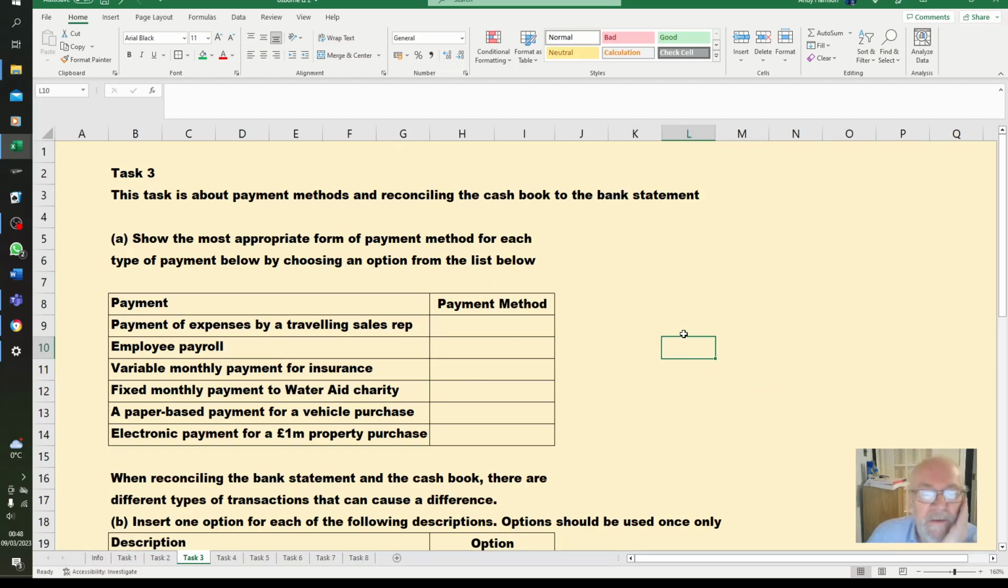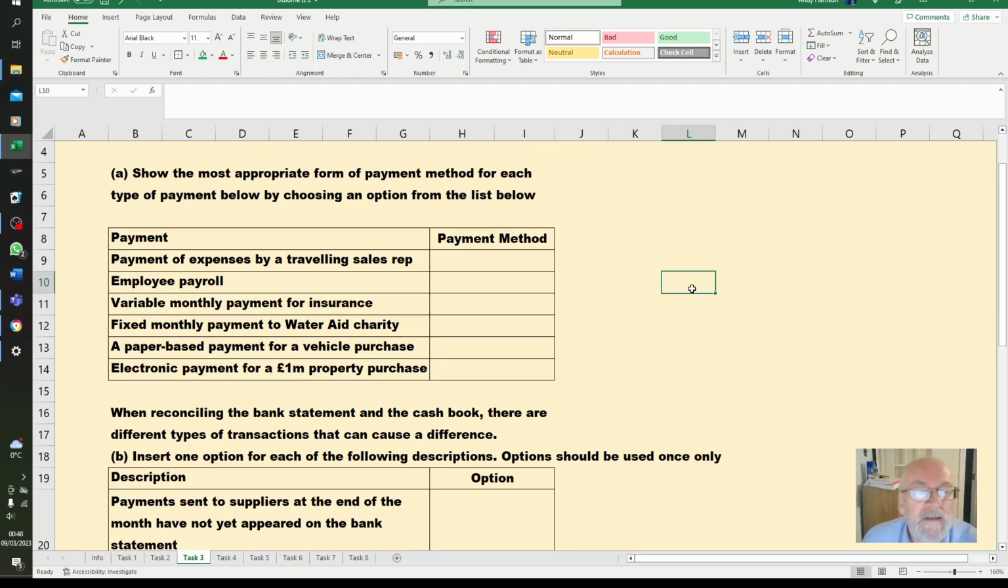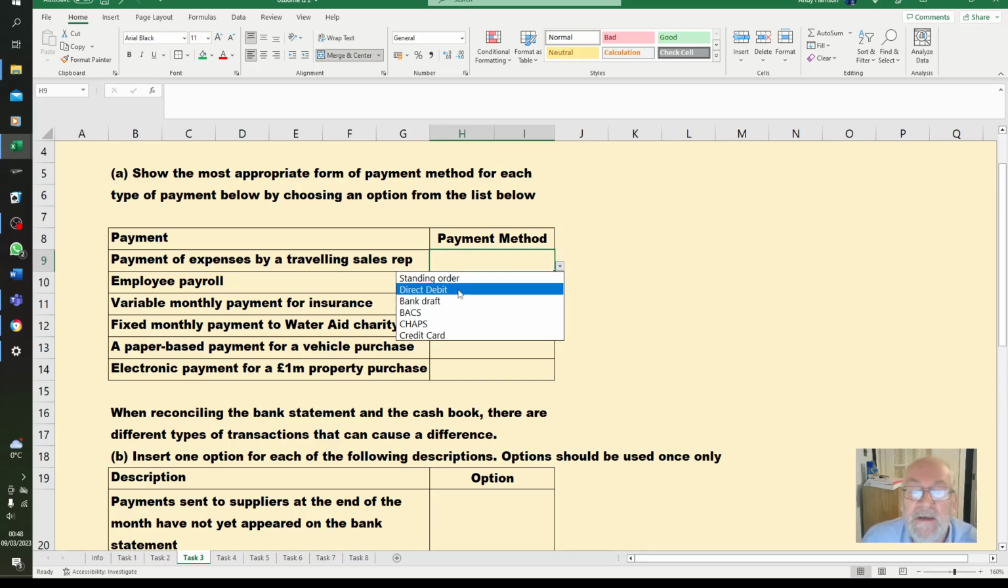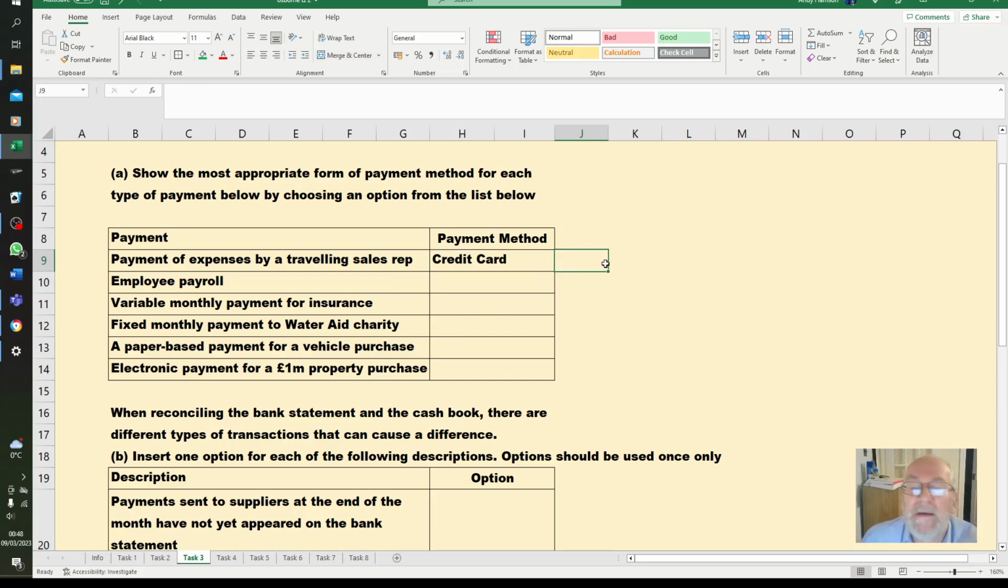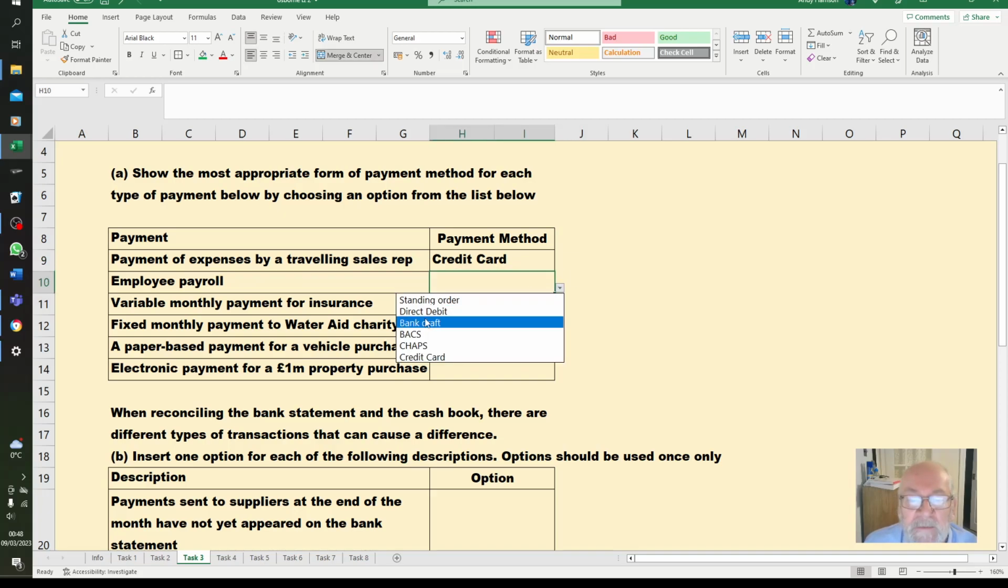Payment methods, okay, we can have a bit of a discussion on these. So payment of expenses by a travelling sales rep, that one should be a credit card. You don't want to give your travelling sales rep a debit card because that links it into the company's bank account. They can see how much is in the company's bank account, and also there's no limit on it and no individual recording, so you don't know who spent it or on what. Employee payroll, in case you've never seen it on a pay slip, is always BACS, Bank Automated Credit System.